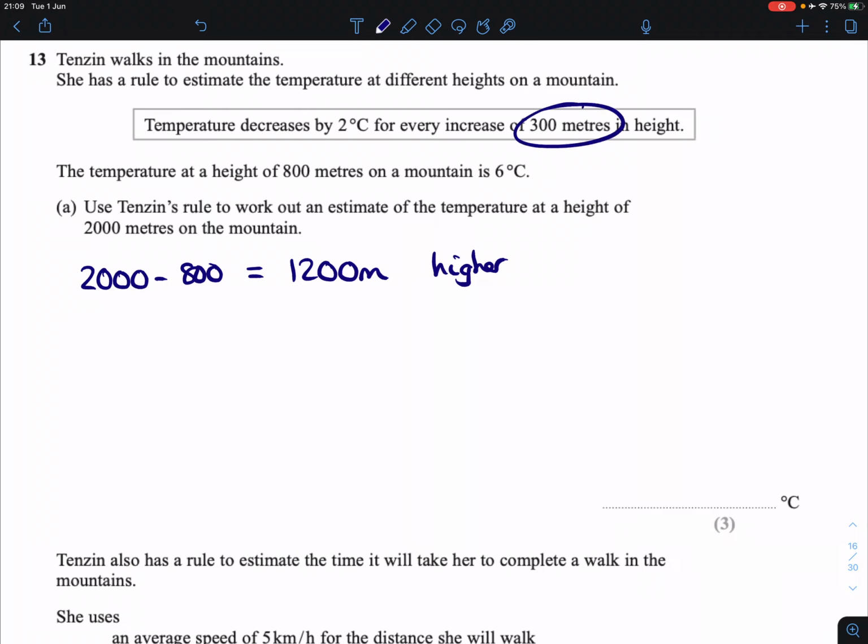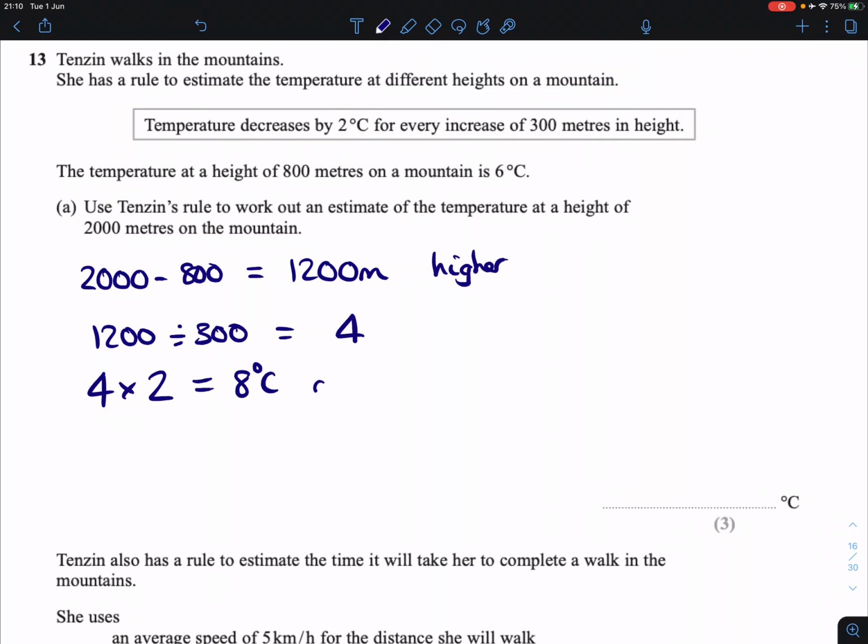For every 300 meters, we get this change of 2 degrees. So we find out now how many 300s go into 1,200. So we set up a division sum there. 1,200 divided by 300 gives us 4. So we have 4 lots of this 2 degrees, which will give us 8 degrees Celsius. It's going to be 8 degrees colder. If the temperature on the mountain was 6 and we've just got 8 degrees colder, then we take our 6, we subtract the 8 from it, and we're going to end up being below 0, minus 2 degrees Celsius.